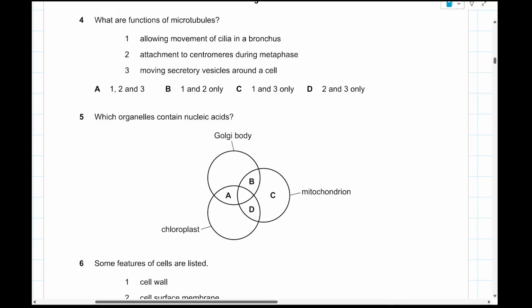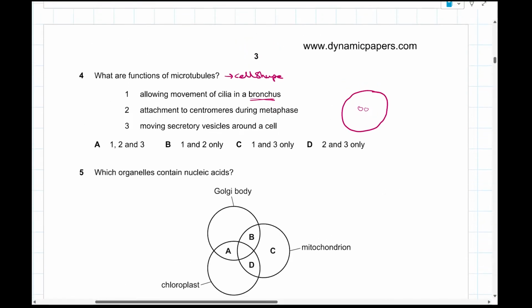Question number 4. What are the functions of microtubules? So, functions of microtubules consist of forming the cell shape and the transport system of the cell, or creating the cytoskeleton, as well as forming the spindle fiber. Now, let's see the suggestions that we have here. 1. Aligned movement of cilia in the bronchus. So let's break this down. The cilia structure consists of 2 central microtubules and then a ring of 9 microtubule doublets. Therefore, they are formed of microtubules. Therefore, this is correct.